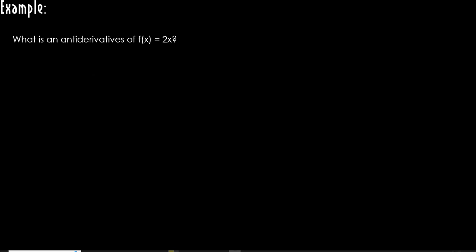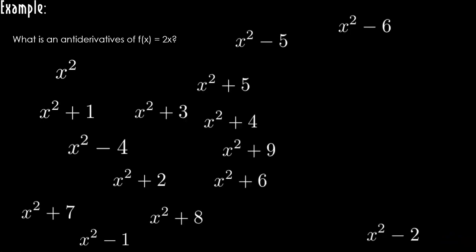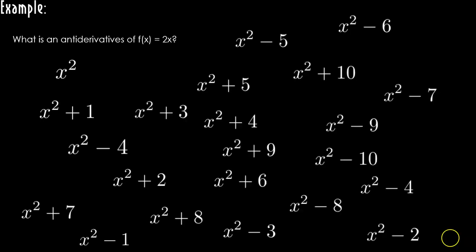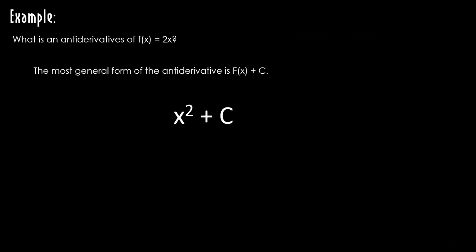So what is an antiderivative of f of x equal to 2x? Well, that's obvious. That's x squared, or x squared plus 1, or x squared plus 2, or, oh my goodness, there are a lot of them. So when we want an antiderivative of 2x, we will say x squared plus c. C stands for all those infinitely many constants we can tack on the end.